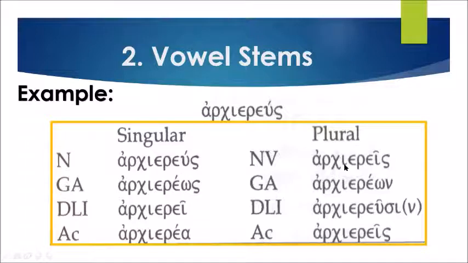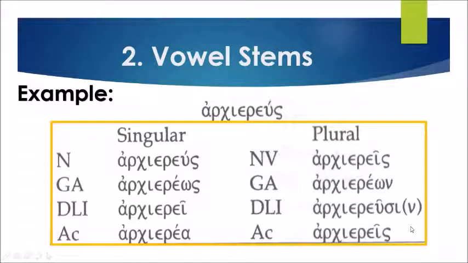In the plural, it becomes archiereis in the nominative vocative. So we have epsilon, iota, and sigma in the ending. In the GA, it is archiereon, the same endings. DLI, archiereusi. So you can see here the epsilon is still there and you add the si endings. And then the accusative, archiereis. Again, notice that accusative, nominative, and vocative are the same.